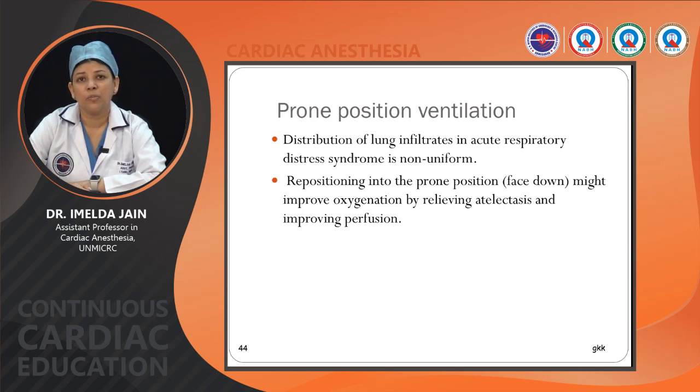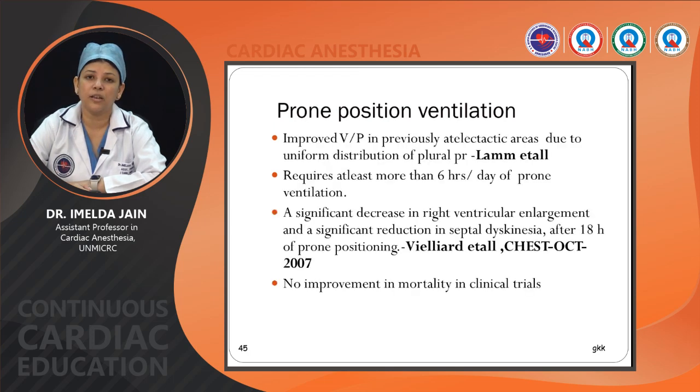In ARDS, the distribution of lung infiltrates is very non-uniform. When the patient is in a prone position, this helps in improving the oxygenation by relieving the areas of atelectasis and improving the perfusion. So, the ventilation perfusion mismatch is decreased. The prone position ventilation therefore helps in improving the ventilation perfusion in previously atelectatic areas, thereby helping in uniform distribution. This was first described by Lam et al. The prone position ventilation should be for at least 6 hours per day.